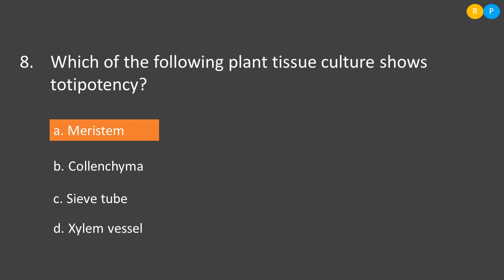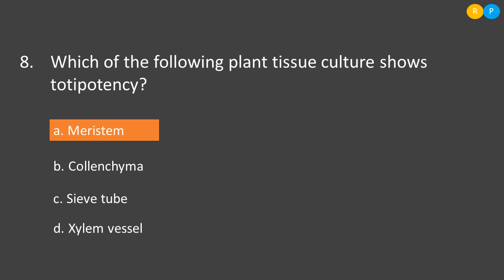The next question, which of the following plant tissue culture shows totipotency? So totipotency is the ability to form new cells. So this ability is present in the meristematic tissue because the meristematic tissue can frequently divide and form new tissues, and the protoplasmic synthesis mainly takes place in the meristems. So because of all this ability, the meristems will divide continuously in the tissue culture and form a mass of new cells.